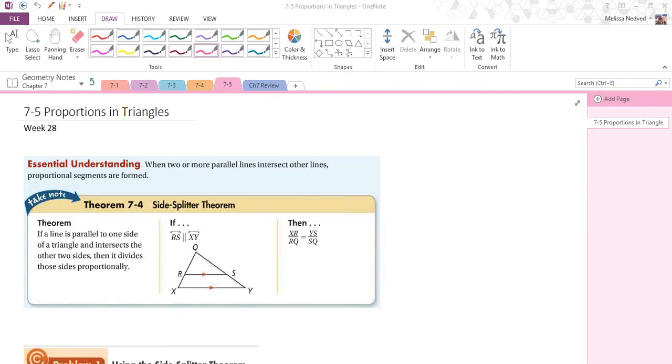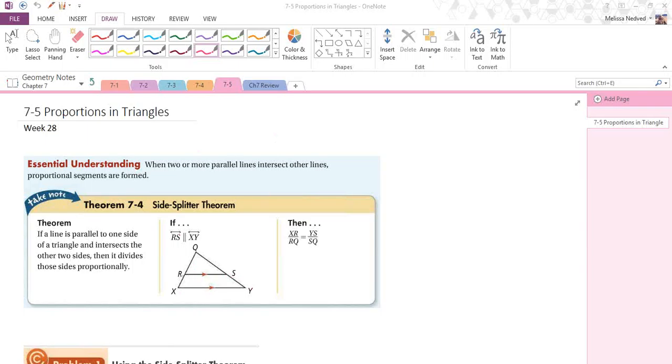All right, our last section in Chapter 7 is going to look at proportions and triangles. And we're going to start with what's called the side splitter theorem. That happens when a line is parallel to one side of a triangle. So if we're looking at our picture here, RS is parallel to XY, and it intersects both sides. It intersects QX and QY at R and S. Then it divides those sides proportionally.